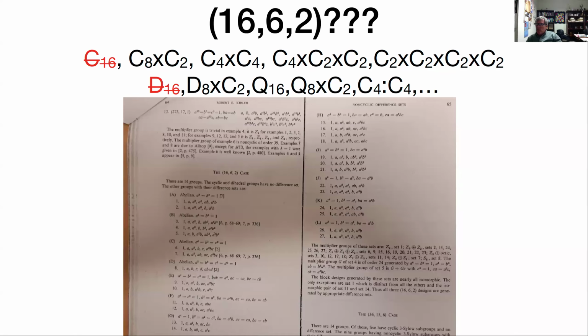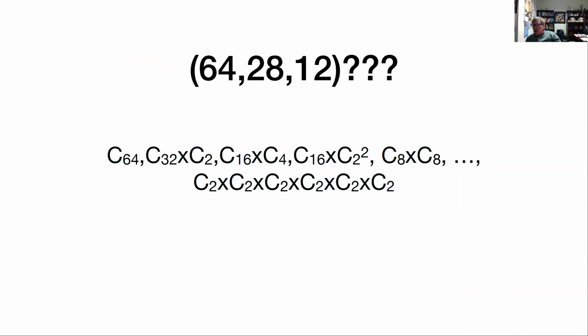All right. In the mid-60s, we knew not everything there is to know, but an awful lot of what there is to know about the 16 case. What's the next size? 64, 28, 12. So groups of order 64, subsets of size 28, and every non-identity element has to occur exactly 12 times as differences from the elements. It turns out there are 267 non-isomorphic groups of order 64. And John Dillon, one of my co-authors, said, hey, let's figure out for all of them whether they have difference sets or not.